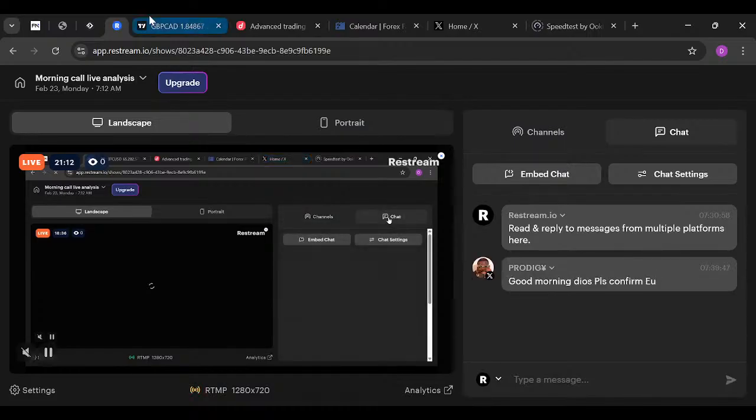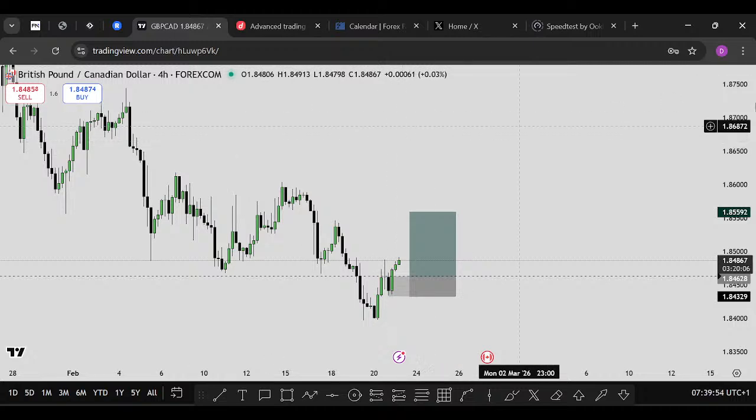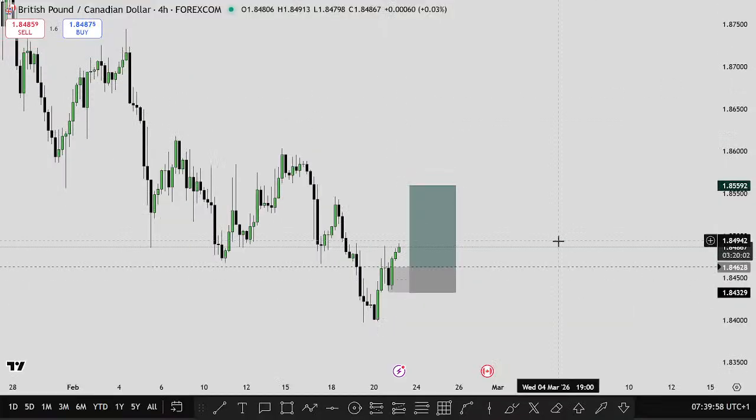Okay, so if you are copying that, I'll just leave it on your screen for a few minutes. Prodigy, confirm EU. We don't have a trade on EU, we only have a bias, but I'll check it in a moment. So this is GBP/CAD. If you are copying that, you can do that ASAP before I move to the next one.